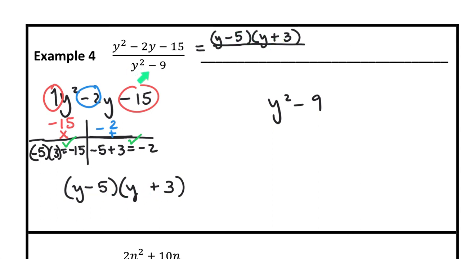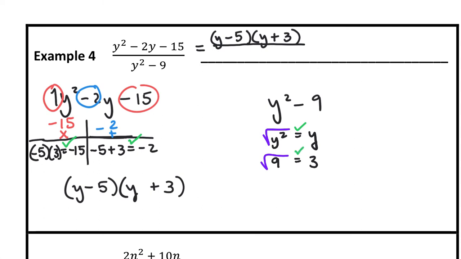Now I'm going to work on the bottom. The bottom is like a difference of two squares. So what would I usually do in this part, right? I would say, can I square root the first term? Yeah, that's a y, so checks off. Then I would say, can I square root the last term? I would say, yeah, that's a 3.